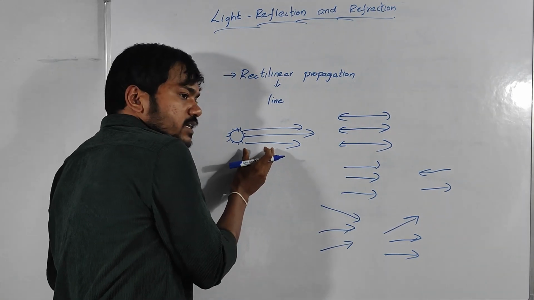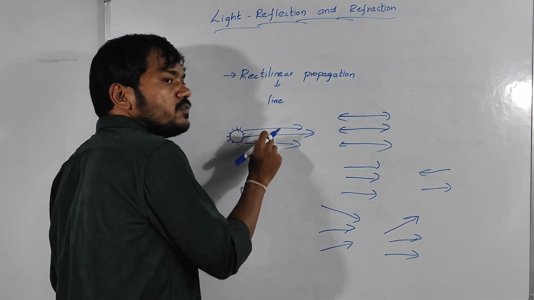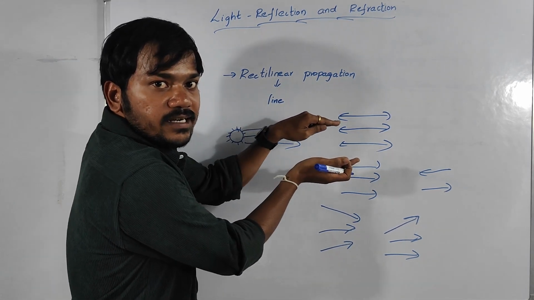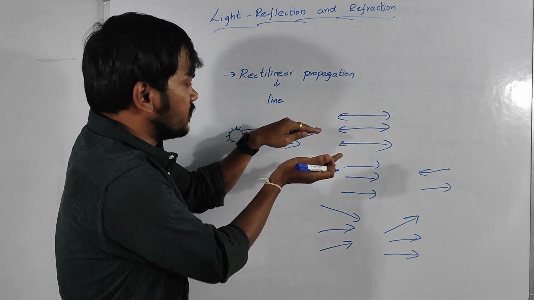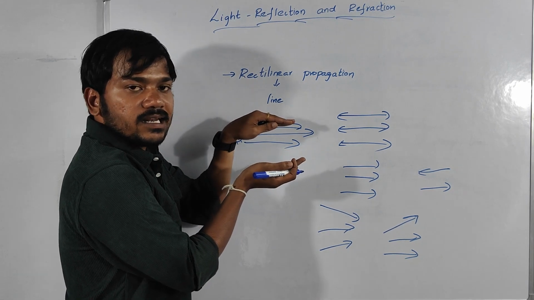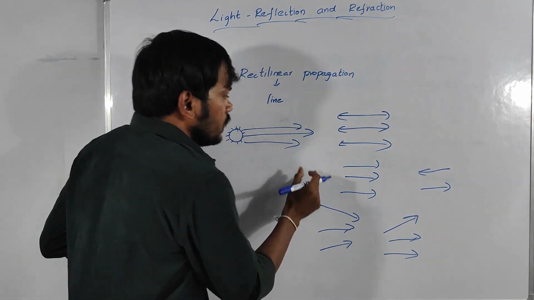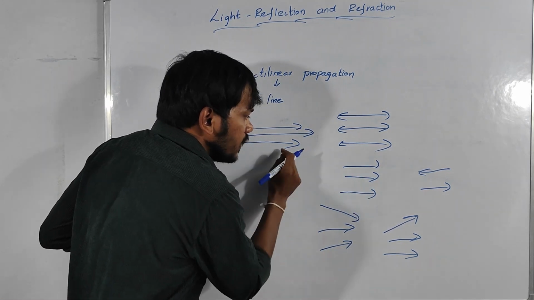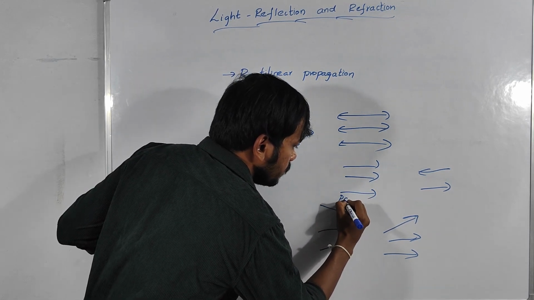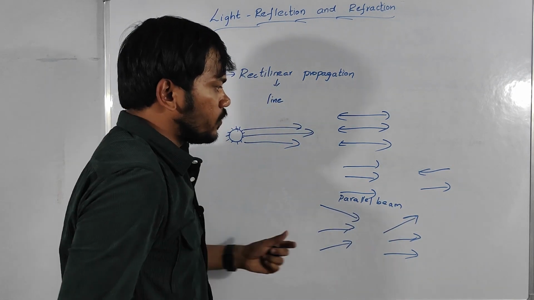Before going to that, we consider these lines as a beam of light. A collection of these straight-traveling light rays is said to be a beam. In simple words, a collection of light rays is said to be a beam of light. Now whenever the light rays in a beam are parallel to each other, this is said to be a parallel beam. We don't have an anti-parallel beam.